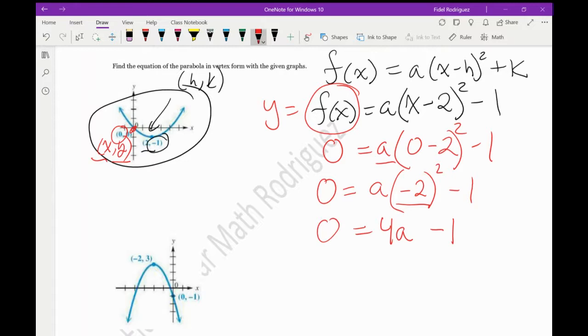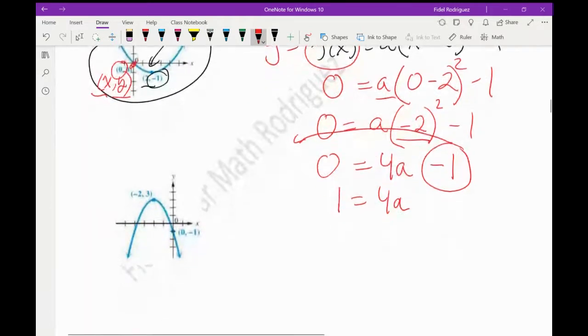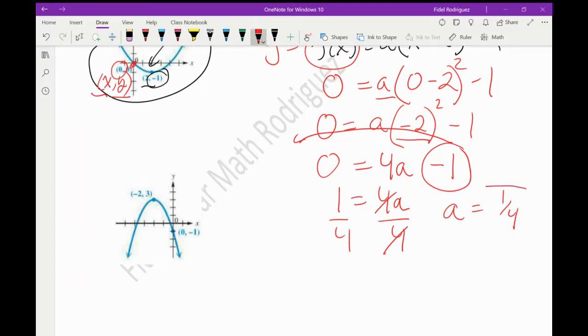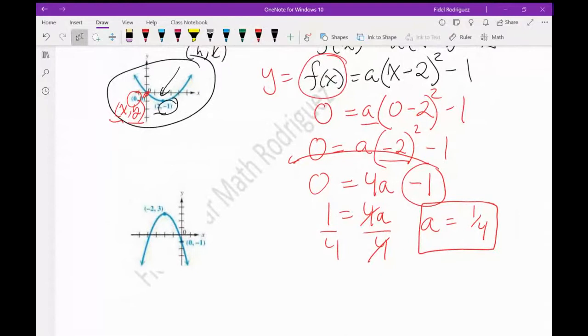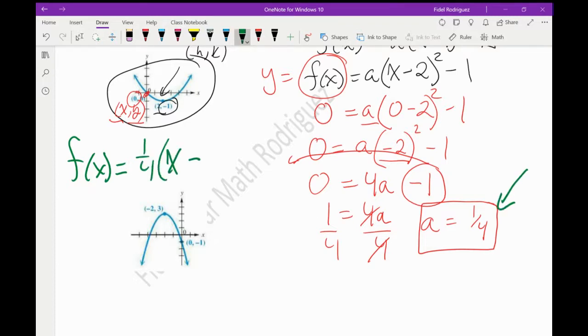I'm trying to solve for a. So I'm going to take this -1 and bring it over to the other side. That's going to give me a +1 equals 4a. So I'm going to go ahead and divide both sides by the number 4. And I'm coming up with a equals 1/4. Okay, so now that we have that part, we can go ahead and write out our equation. f of x equals the number a that we just found, 1/4, times x minus 2 squared, minus 1.